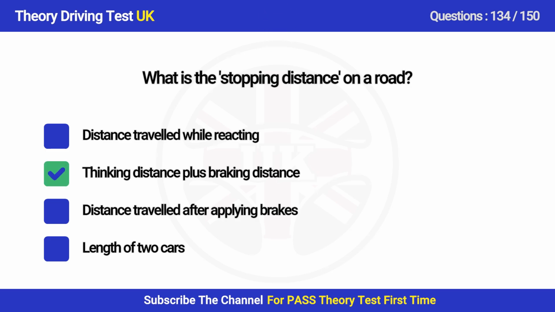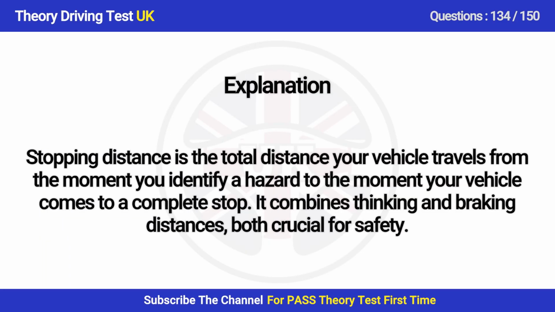Answer is B. Thinking distance plus braking distance. Stopping distance is the total distance your vehicle travels from the moment you identify a hazard to the moment your vehicle comes to a complete stop. It combines thinking and braking distances, both crucial for safety.